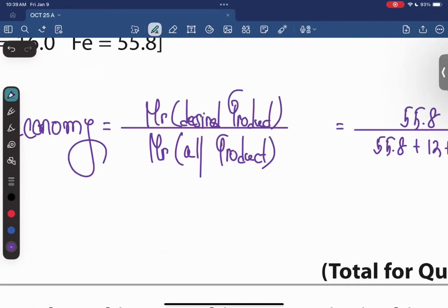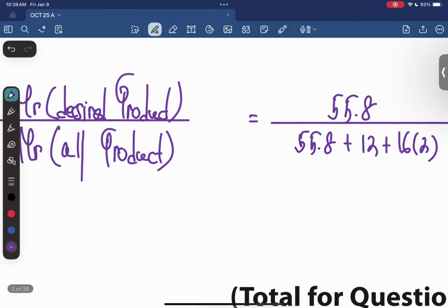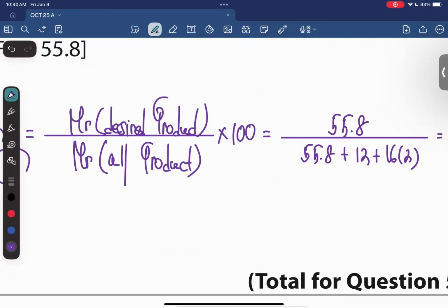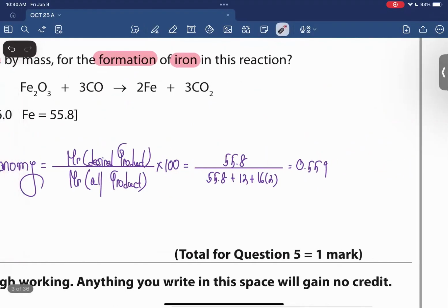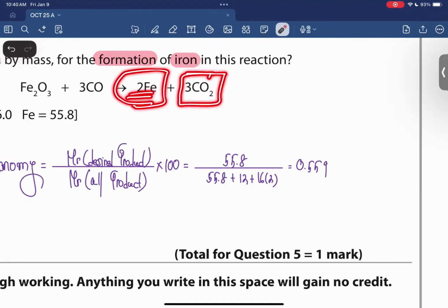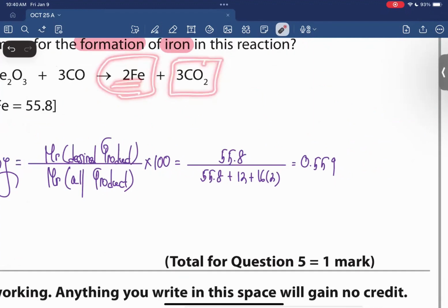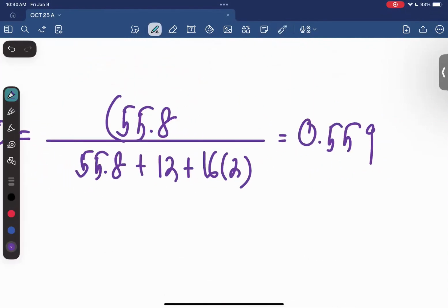First of all, you have to multiply this value by 100. So the formula of atom economy is this. We have to multiply this value by 100 first of all. This is the first thing. Now there is another mistake. Figure that out. There are two iron being produced and three carbon dioxide being produced. So you have to take this value into mind while carrying out this entire procedure.